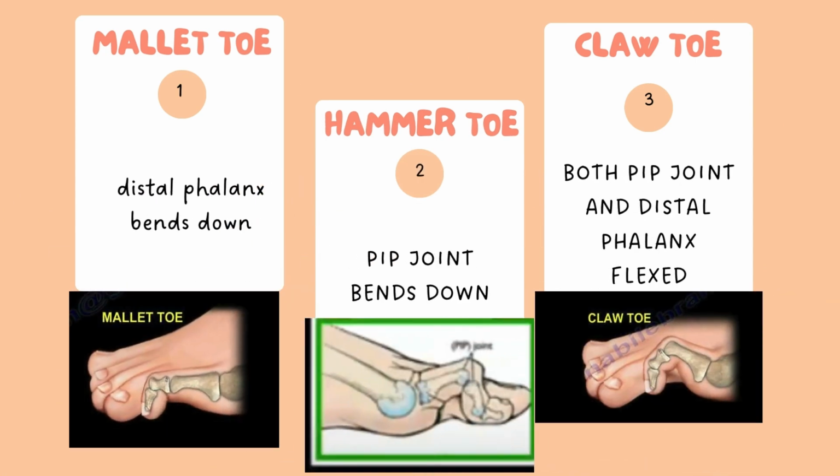Next, let's look at the toe deformities. In mallet toe, the distal phalanx bends down, and hammer toe occurs when the middle joint of the toe bends down. And then claw toe involves both the middle joint and the tip of the toe being flexed.